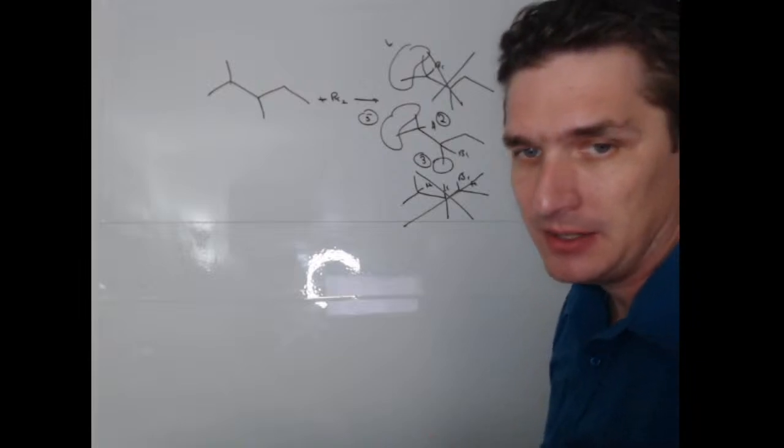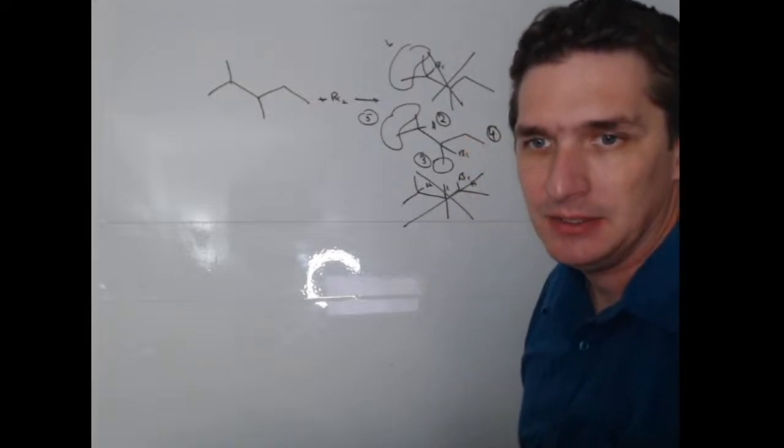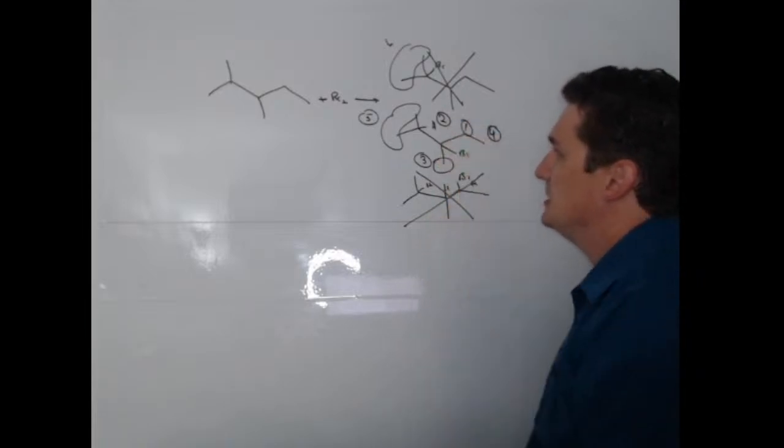Your triplet has an area of 3. So it's going to be this terminal methyl group. And your quartet has an area of 2. These 2 hydrogens here. So it's going to be this peak here.